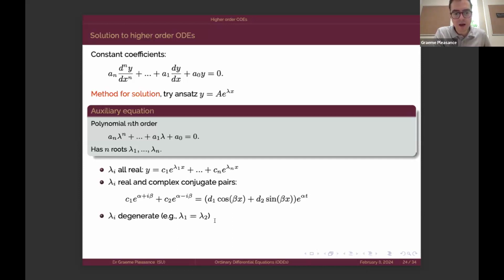And there's another special case where all these lambda are degenerate. That's a slightly more difficult example. But in the following, I'll mainly focus on these first two cases.